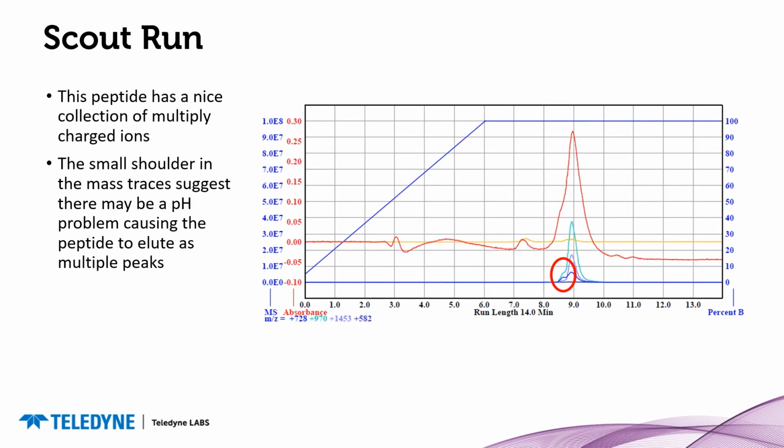This peptide has several multiply charged ions, making identification of the peptide easy. However, there is a shoulder ahead of the main peak. The different traces show that it is the same compound as that in the main peak. This suggests that the compound should be run at a different pH. However, cyclic peptides will also show multiple peaks for the same pure compound due to multiple stable conformers that can naturally be resolved.